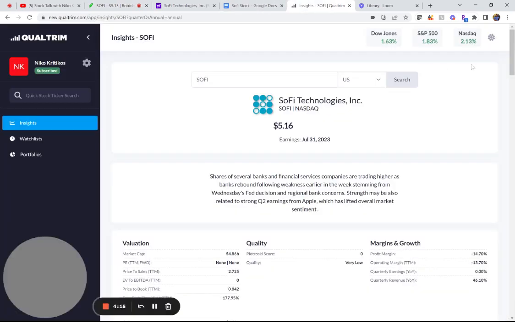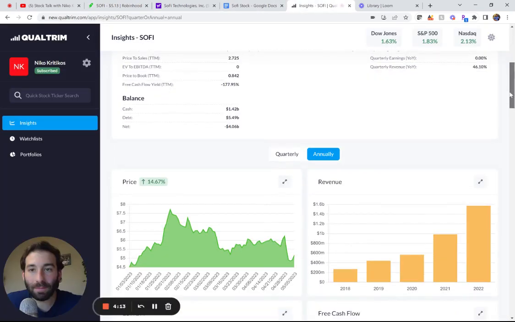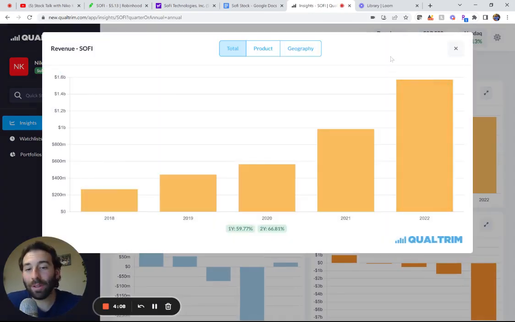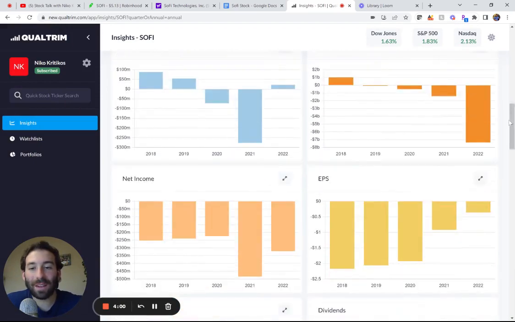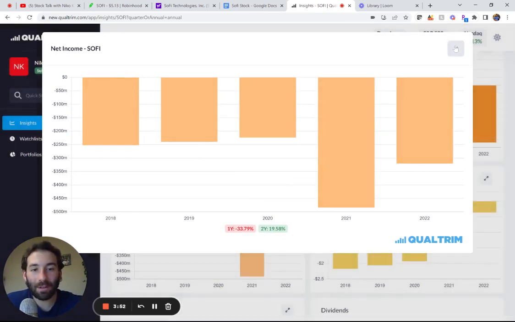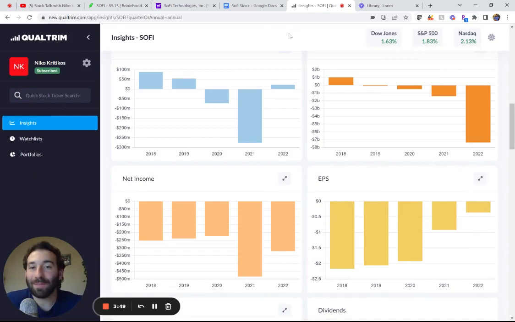If we take a look at the performance of SoFi's revenue, what we're going to find is that they're growing revenue nearly 60% a year. So it's a very fast-growing company. They're acquiring lots of users, and everything looks good from that perspective. However, if we get a little bit further into the details, what we're going to see is they consistently lose money. They've been losing at least $200 or $300 million per year, and that's not good.